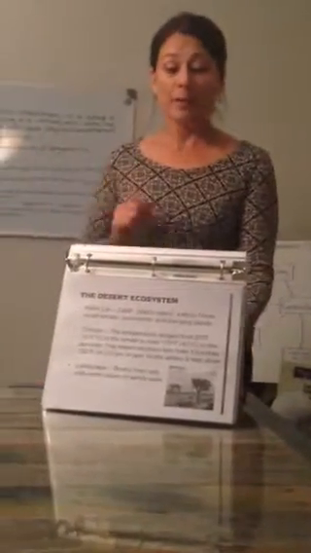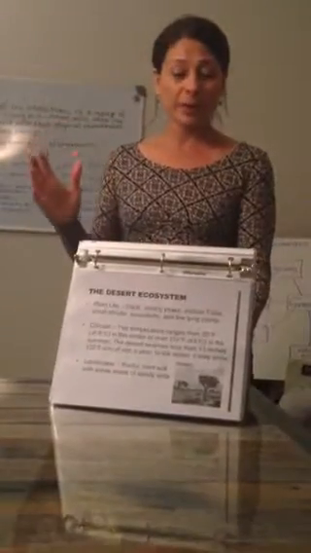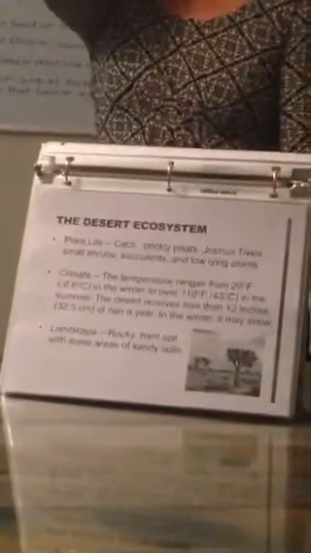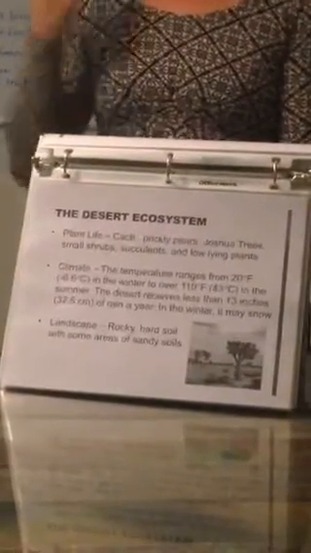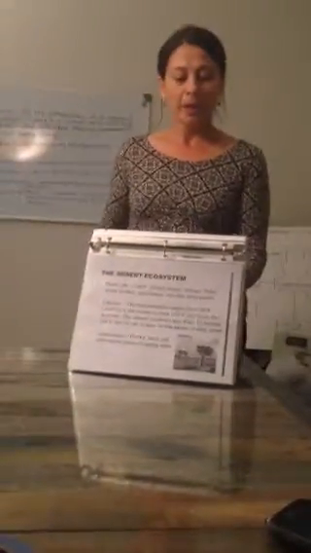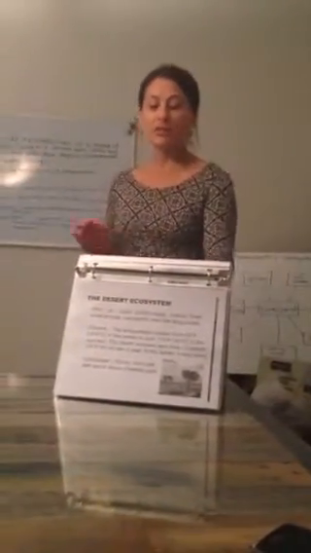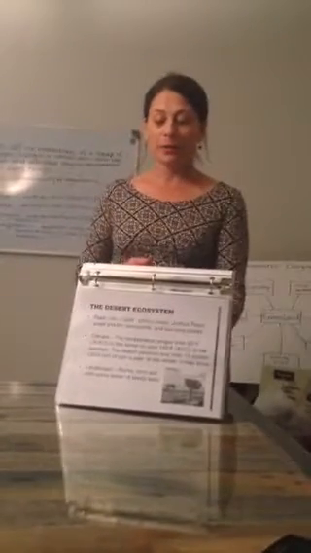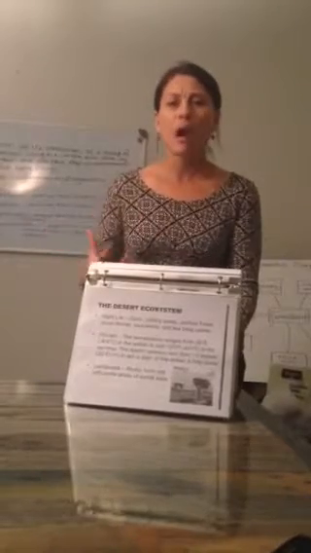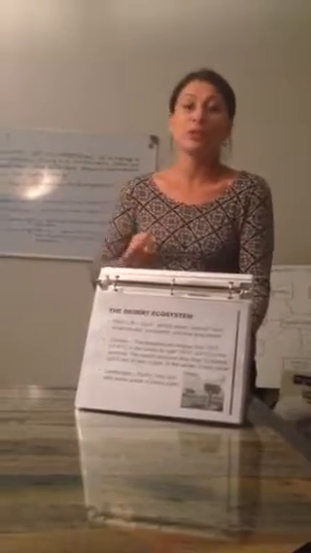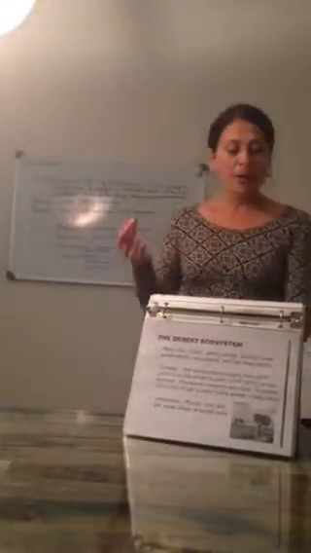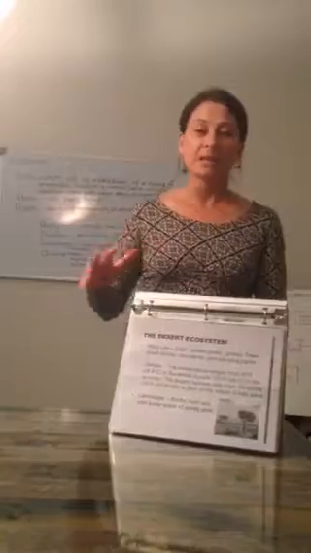Okay, the climate. The temperature ranges from 20 degrees Fahrenheit in the winter, just cold, and it's over 110 degrees Fahrenheit, which is extremely hot, sort of like Laredo, hotter than Laredo. And the desert receives less than 13 inches of rain a year. In the winter, it may snow. So it doesn't get a lot of rain. It's very dry, very hot, and then during the winter, it's very, very cold. The landscape is rocky, hard soil with some areas of sandy soils, okay?